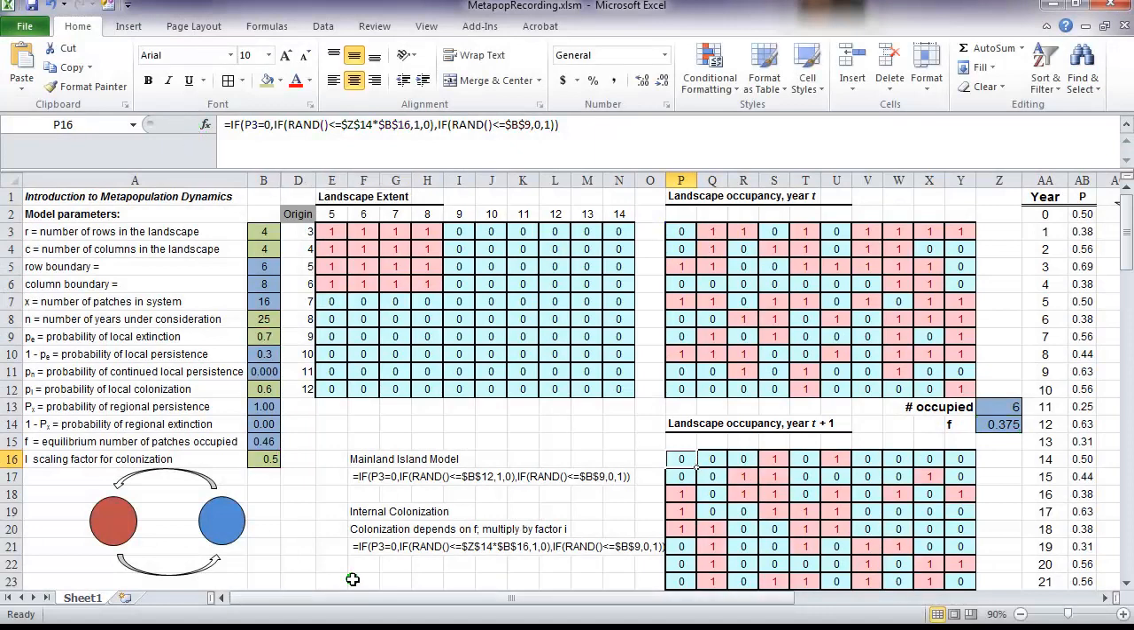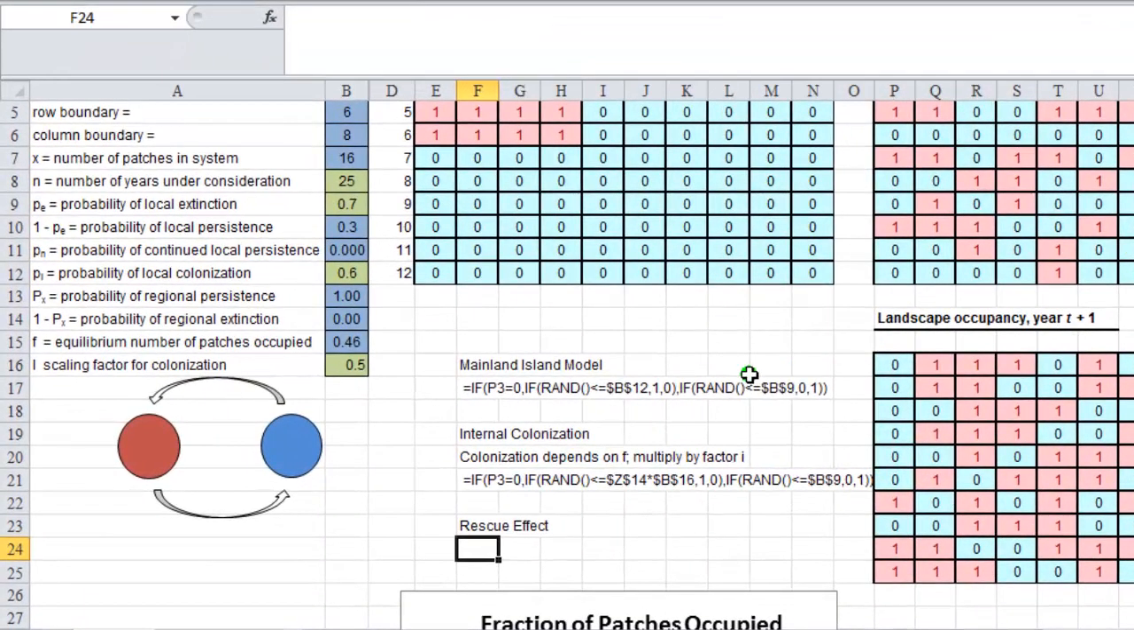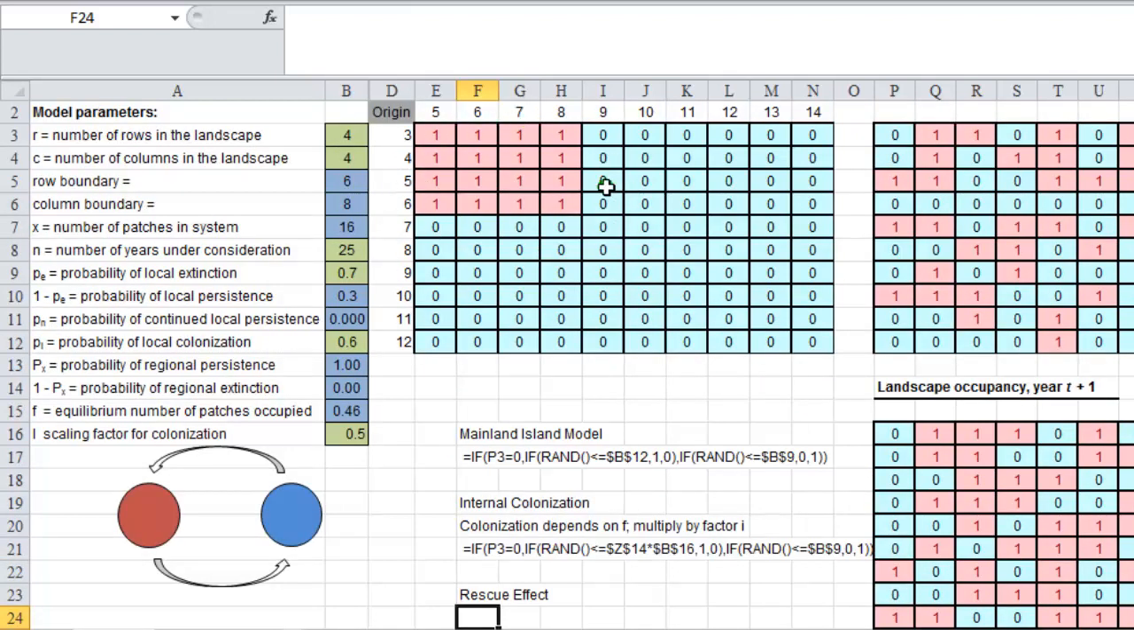Now, Jed also mentioned one more kind of model, and that's called the rescue effect model. In the rescue effect model, we're concerned about the probability of local extinction, and we're going to let that also be driven only internally, that is, dependent on how many fractions are occupied. So the idea there is, if there are a lot of patches that are occupied, then even though you may go extinct, you're going to be quickly recolonized in the same time step, and so that extinction would not become apparent.